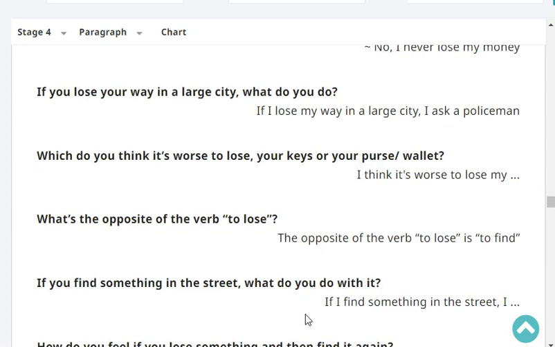Which do you think is the worst to lose, your keys or your purse? I think it's worse to lose my keys. Very good.